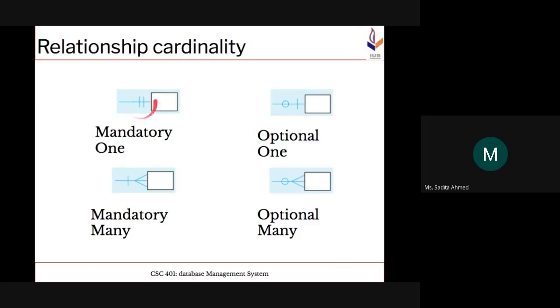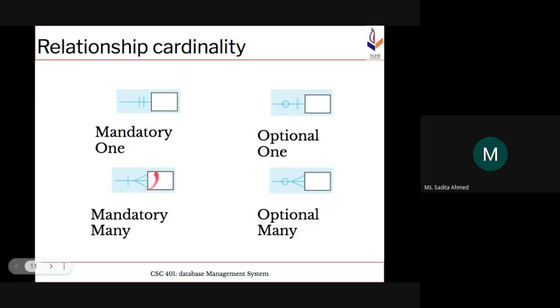Here, for example, if it's a bar, it's a mandatory participation. The bar on the right side represents the fact that it's a single entity instance who's going to participate. A single entity instance participation, that is one participation, one instance. That is represented by the bar on the right-hand side. And the bar on the left-hand side represents mandatory participation. So it's exactly one, or mandatory one participation.